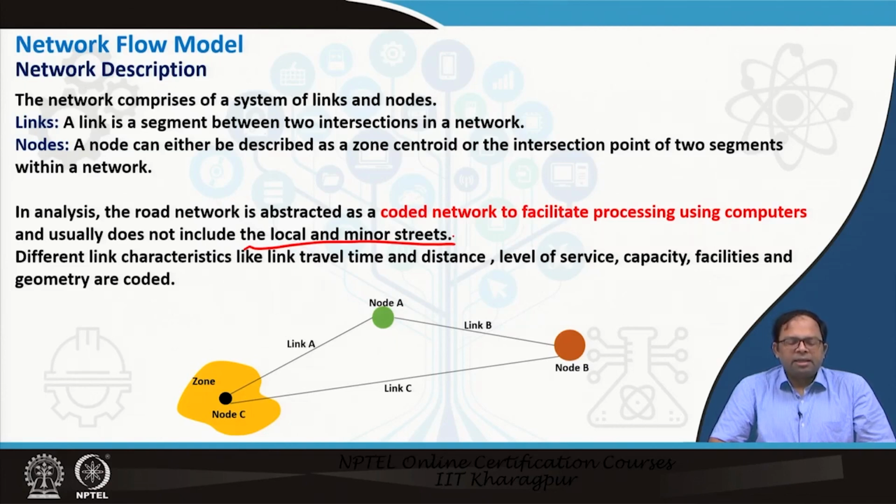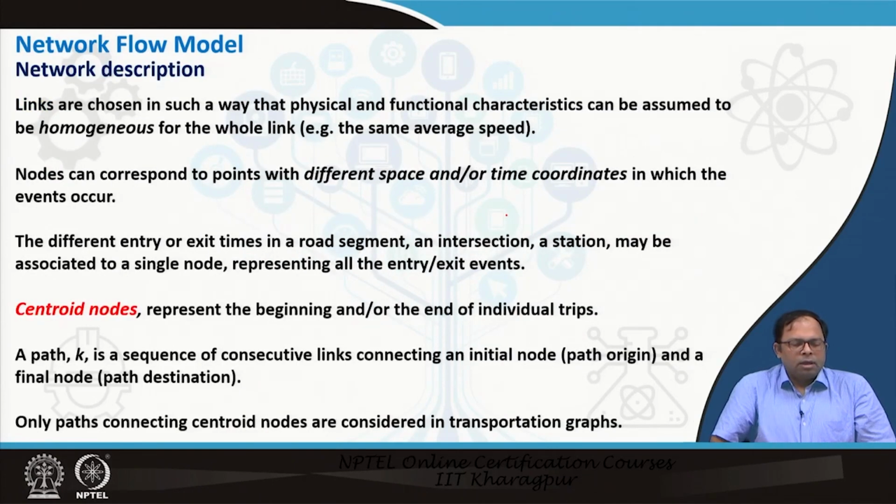Different link characteristics like link travel time, distance, level of service, capacity, facilities and geometry are coded, and these are coded into the network that we design. Links are chosen in such a way that physical and functional characteristics can be assumed to be homogeneous for the whole link.